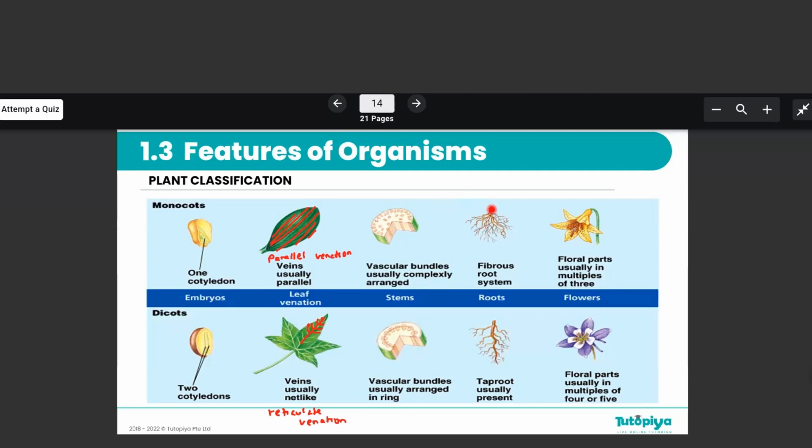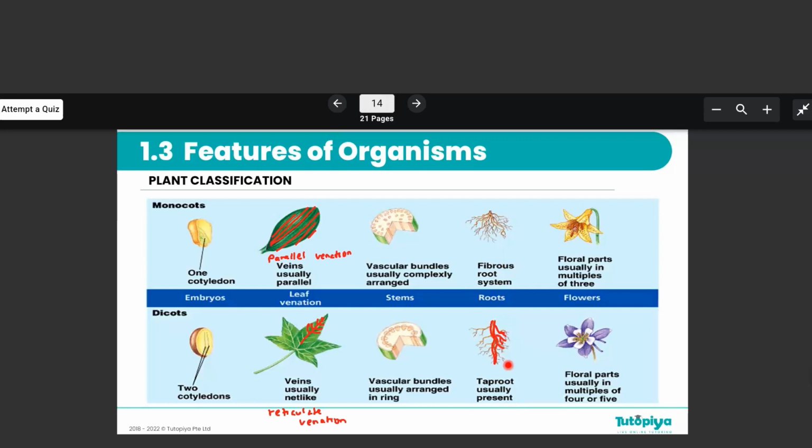Then let's look at one more difference with regard to the roots of a monocot and a dicot. If you study the roots of a monocot, you will see the roots look something like this, and we call this the fibrous root system, whereas the roots of a dicot have this structure where there is a main root running down, and from this main root, lots of side branches arise. So this system of rooting is called the taproot system. So monocots have the fibrous root system and dicots have the taproot system.